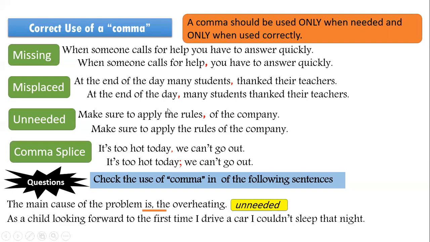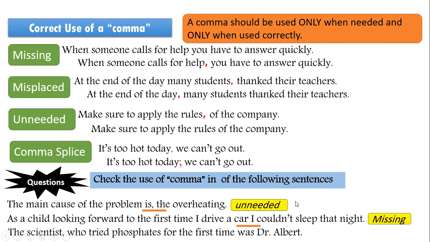Let's see this one. "As a child looking forward to the first time I drive a car, I couldn't sleep at night." Do we need anything here? Is it okay as it is, or do we need something to separate two important parts of the sentence? Yes, very good, Yahana. Here, yes, we need the comma. So the comma is missing. After "time I drive a car," here is the start of the new sentence: I couldn't sleep that night.